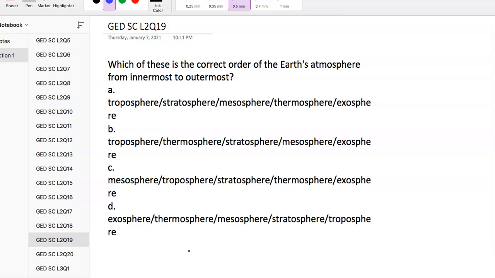Okay, so this one's a little harder to read on the screen, probably a little bit easier when it was in the description. The correct order of the Earth's atmosphere from innermost to outermost, and the answer that we want is answer choice A. So we'll go ahead and circle it and talk about it. Okay, so the order goes troposphere, stratosphere, mesosphere, thermosphere, exosphere. All right, remembering exosphere was outermost.